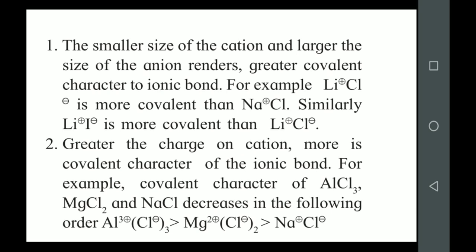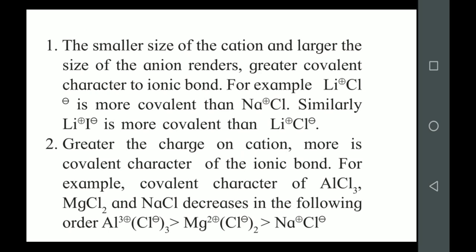Number one is the smaller size of cation and larger size of anion renders greater covalent character to the ionic bond. It means that if an ionic compound is made between a cation and an anion, in which the cation is quite small in size and the anion is comparatively greater in size, that will render some covalent character to the ionic compound. Okay, so in lithium chloride, lithium is a small cation and chloride is a large anion, and lithium chloride is found to be covalent.